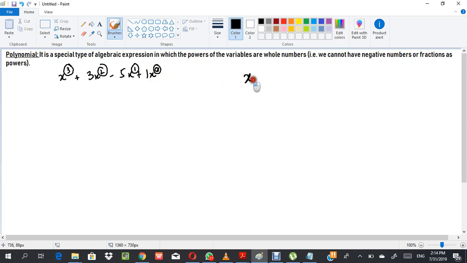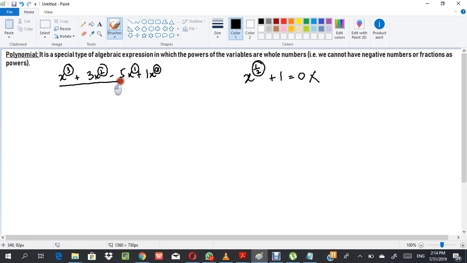However, if I have something like x to the power of half plus 1 is equal to 0, then this is not a polynomial. Why? Because we have a fraction here, and we cannot have powers as fractions in a polynomial. So now, how do we name polynomials? Polynomials are named on the basis of something called the degree of a polynomial. And the degree of a polynomial is nothing but the highest power of the variable in a polynomial.